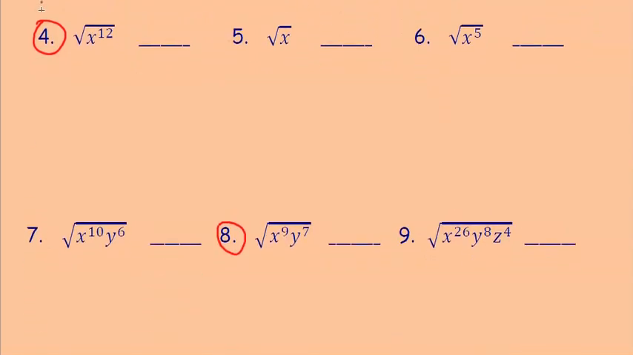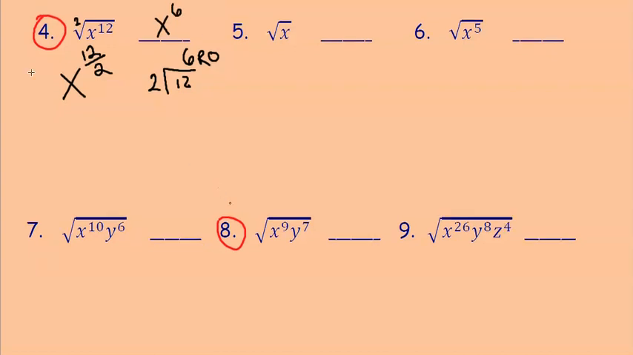Let's look at number 4, the square root of x to the 12th power. We can rewrite this as x to the 12 over 2 power. The index is always 2 for square roots, even though there's not a number here listed. 12 divided by 2 is an integer. It goes in 6 times with the remainder of 0. So you just have the answer x to the 6th power.